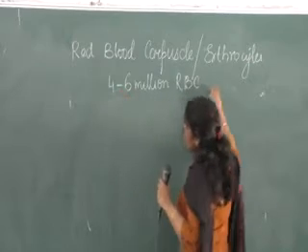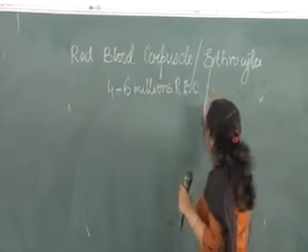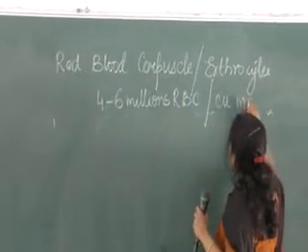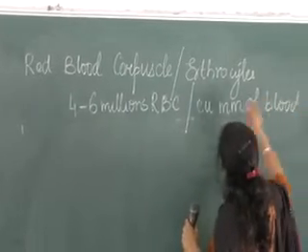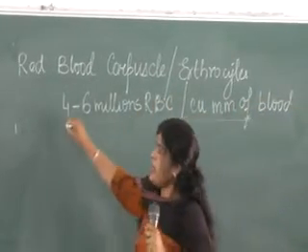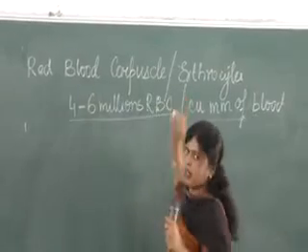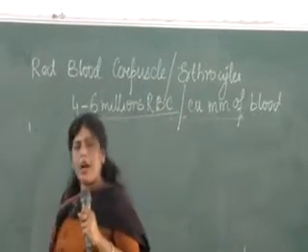So what do we write? 4 to 6 millions per cubic millimeter of blood. That means if you take 1 cubic millimeter of blood, you will find 4 to 6 millions of RBCs.